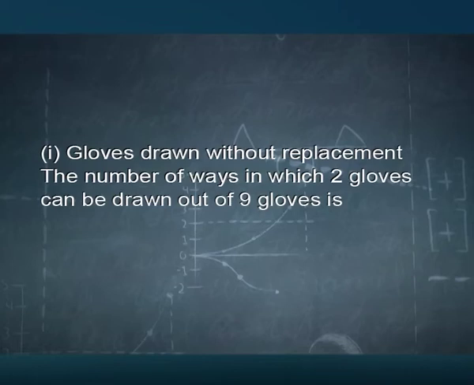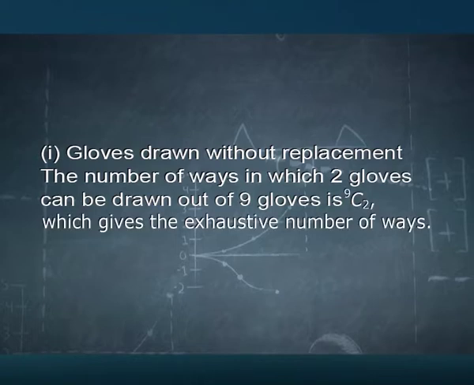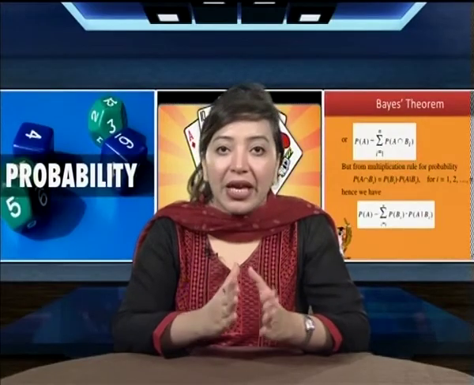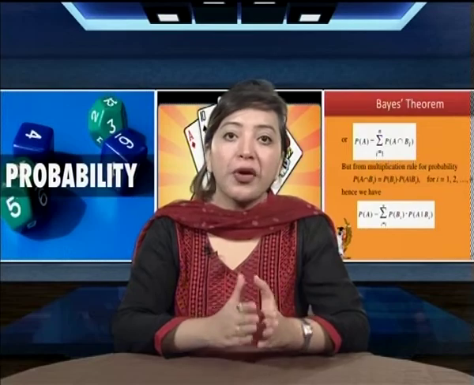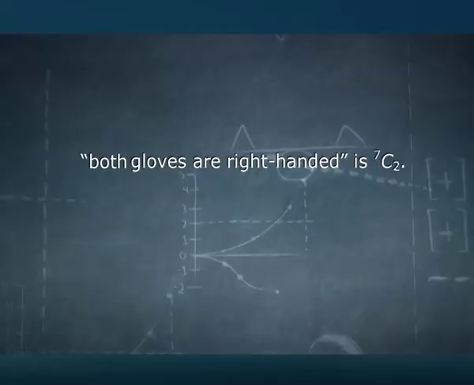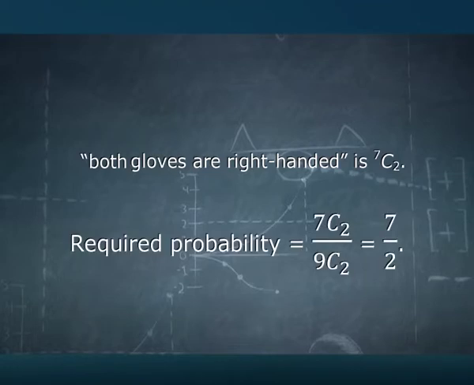Gloves drawn without replacement. The number of ways in which 2 gloves can be drawn out of 9 gloves is given as 9C2, which gives the exhaustive number of ways. Now the A part, the number of cases favorable to the event both gloves are right-handed is 7C2. Required probability will be equal to 7C2 divided by 9C2. So that is equal to 7 by 12.